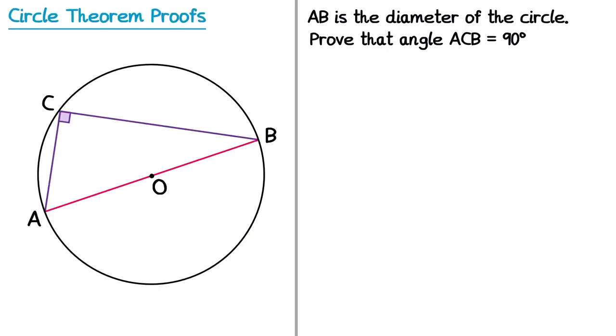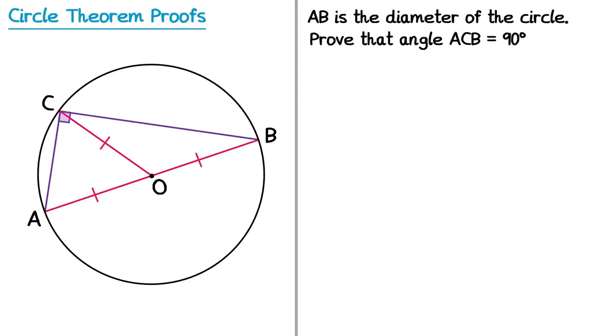To start this proof, I'm going to draw a line from O to C. This line is a radius of the circle. So is the line from O to A and O to B. So all of those lines are actually the same length. We can indicate this on the diagram by drawing a line over each of those lines, like this.